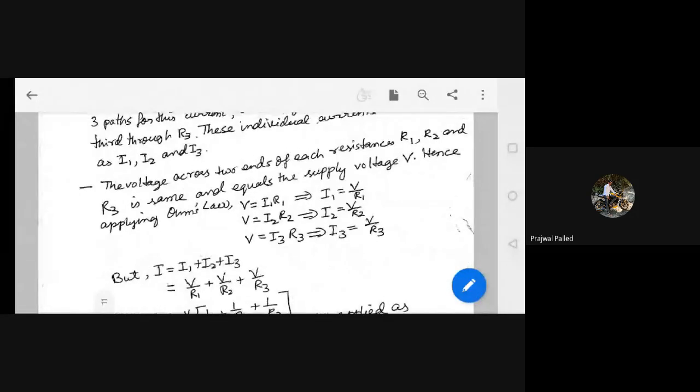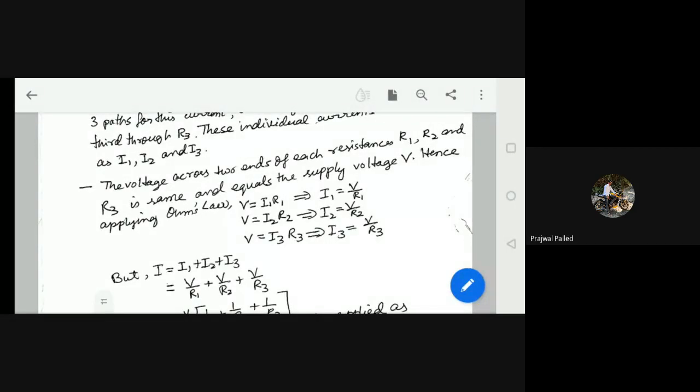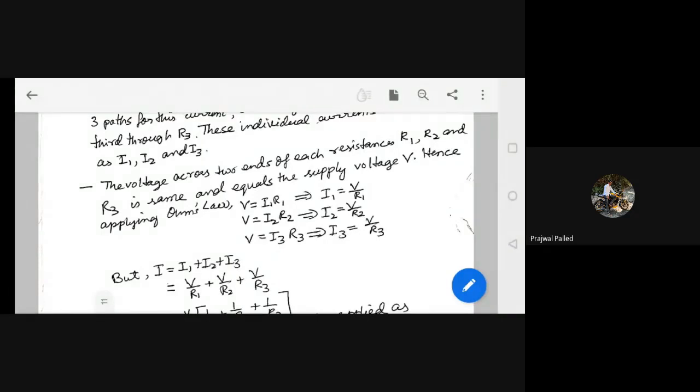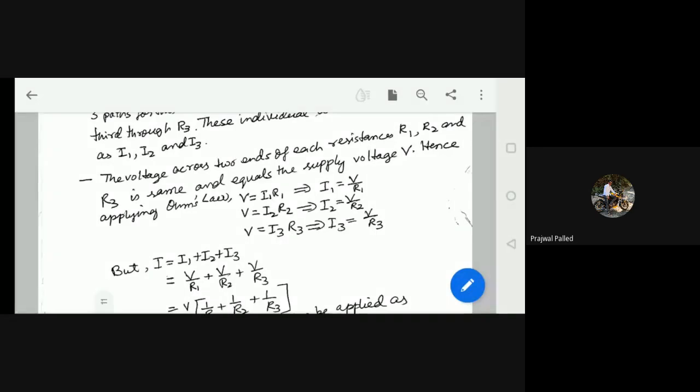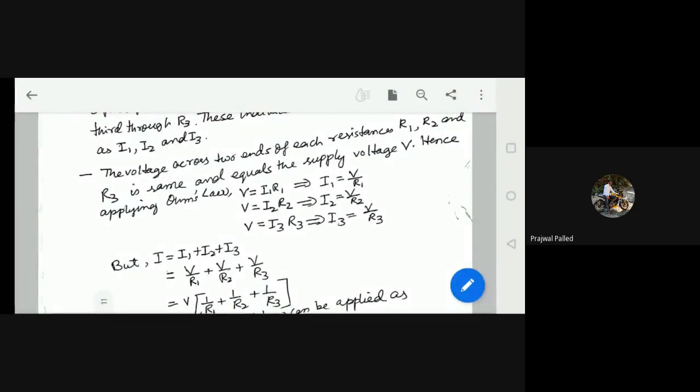If the voltage is the same, that means the voltage across two ends of each resistance R1, R2, and R3 equals the supply voltage capital V. Hence, applying Ohm's law, V equals I1 R1, V equals I2 R2, and V equals I3 R3. That is why I1 equals V by R1, I2 equals V by R2, I3 equals V by R3. So to find the three currents, we go through Ohm's law.